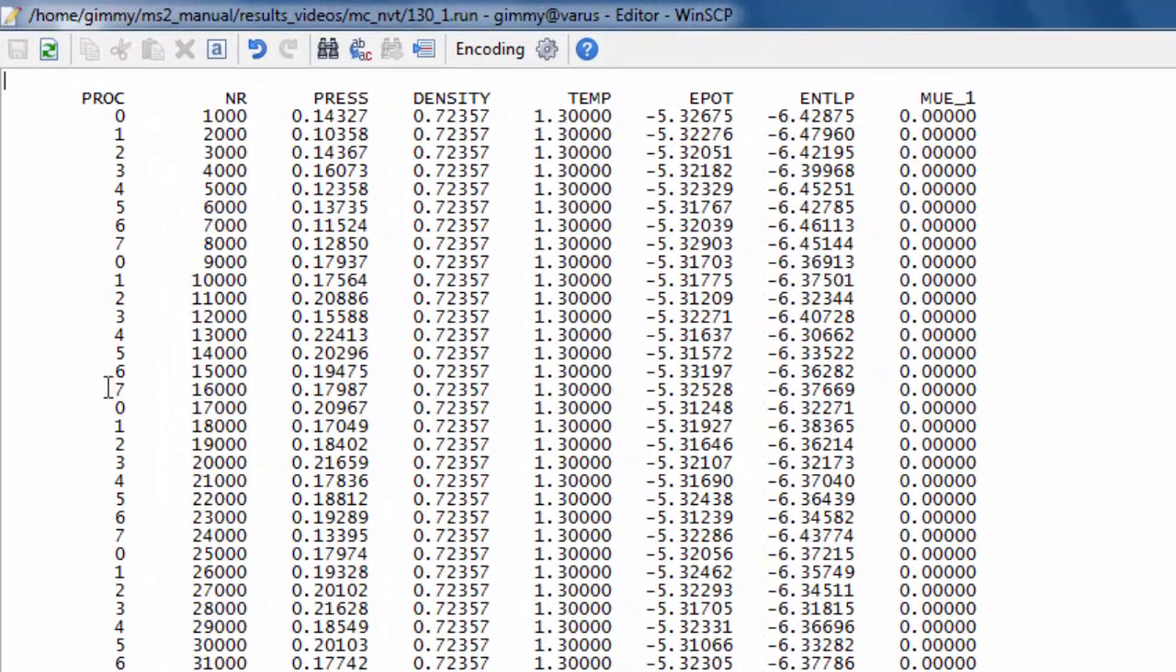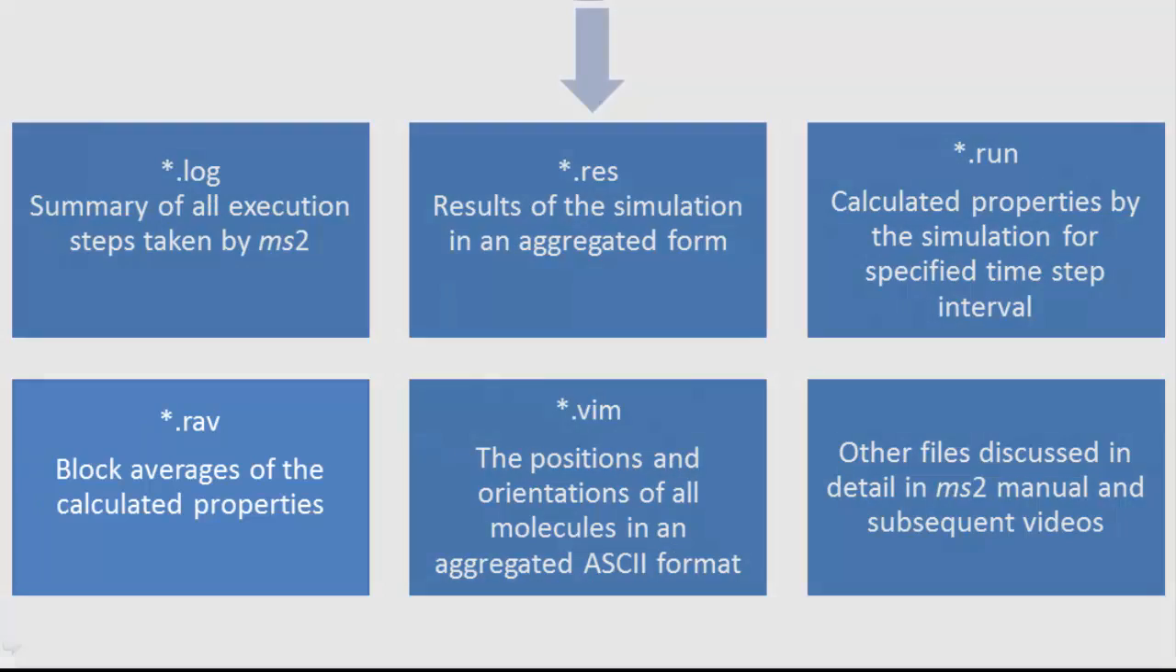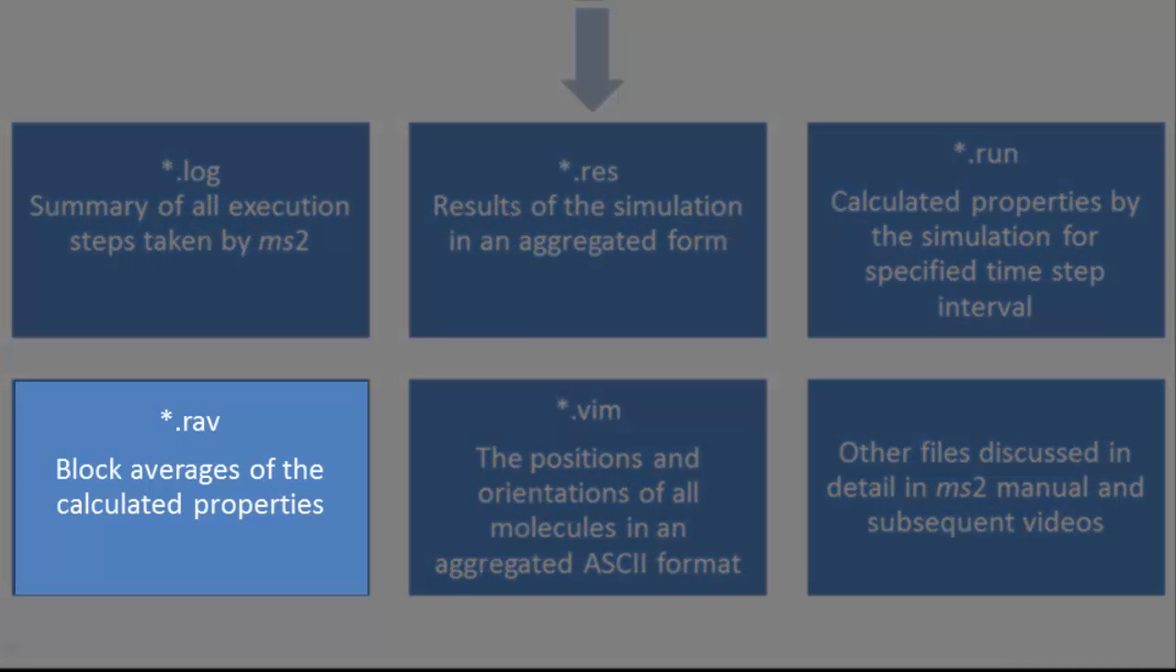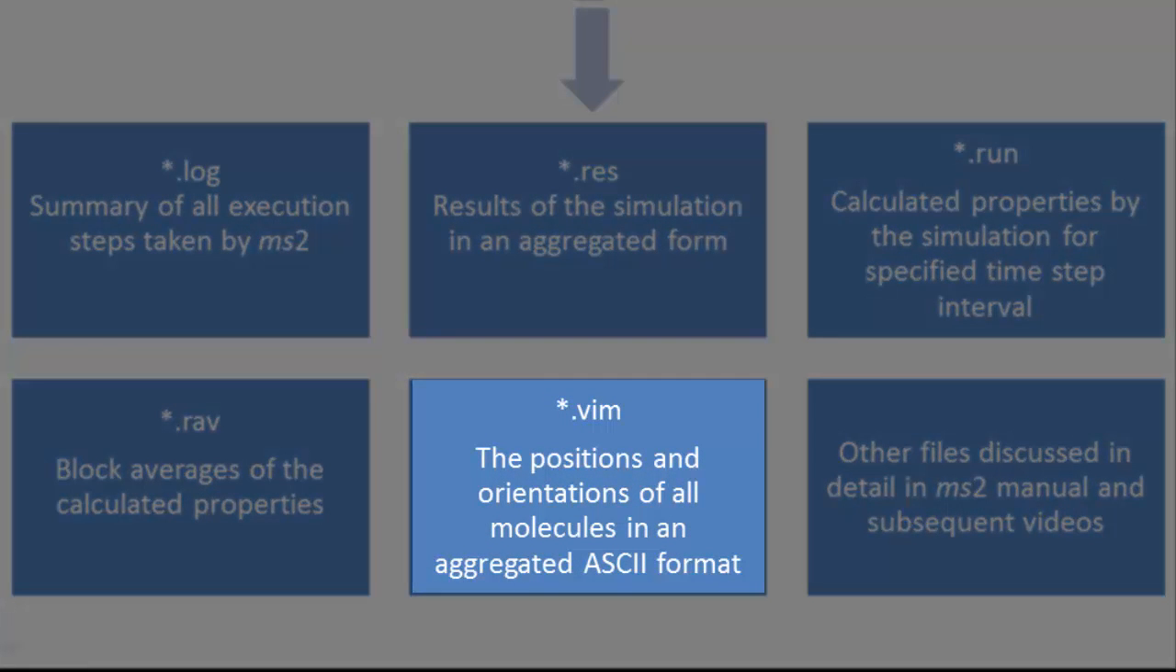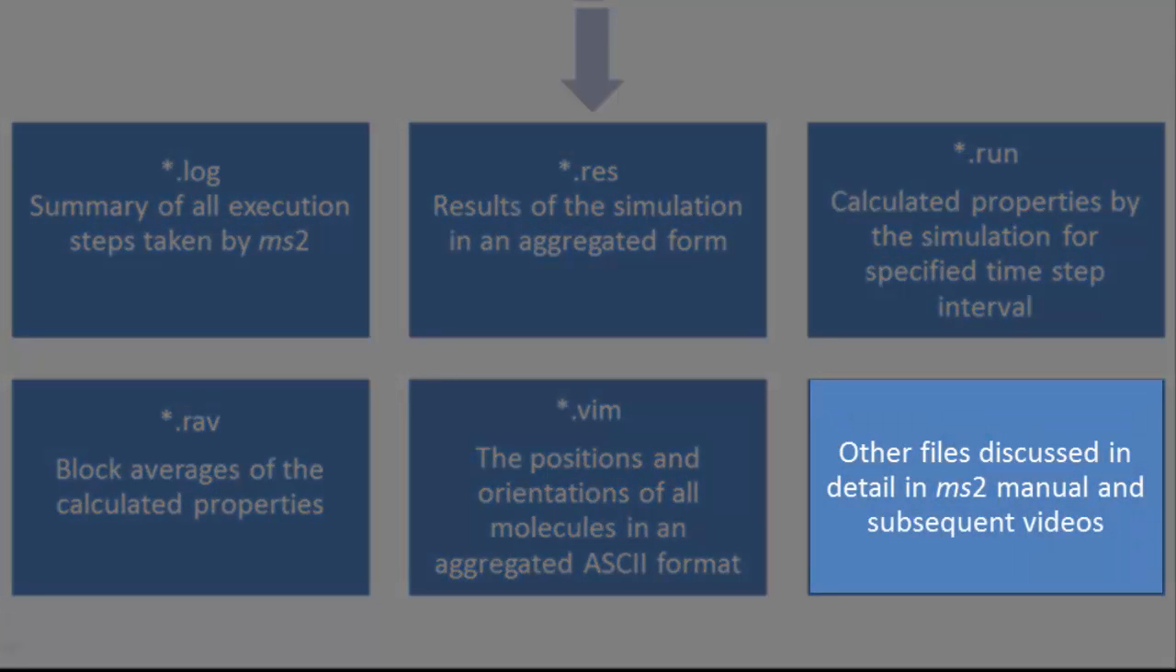The run file lists individual averages of the most important properties. The RAF file contains the same information as the run file, however, here in form of running averages. The WIM file contains the set of configurations of the system for visualization purposes. There may be additional output files for special simulation cases. These files will be discussed in subsequent tutorial videos.